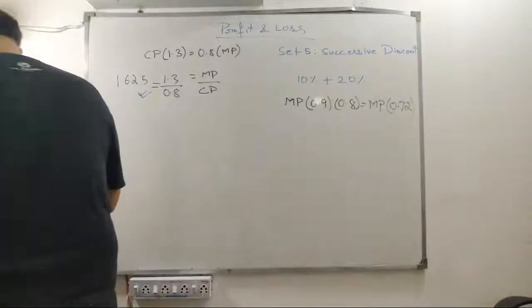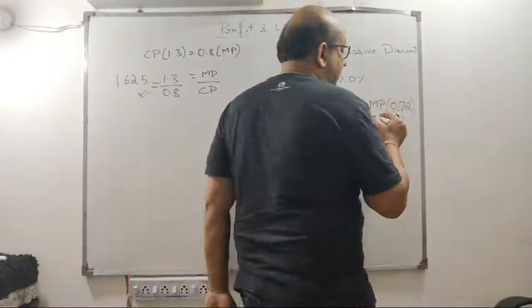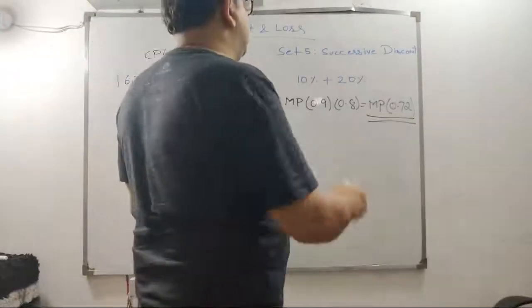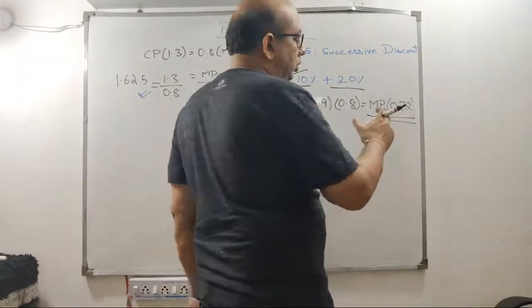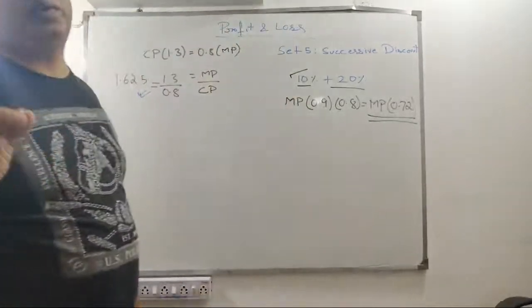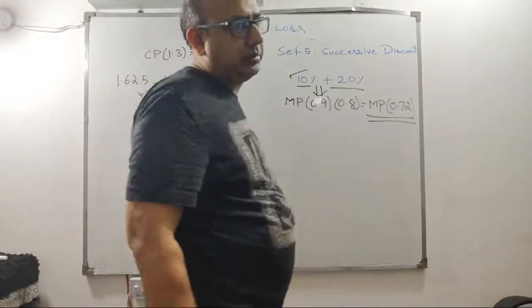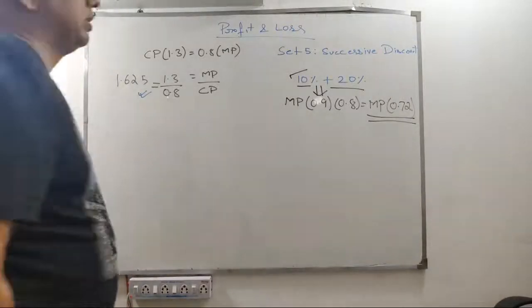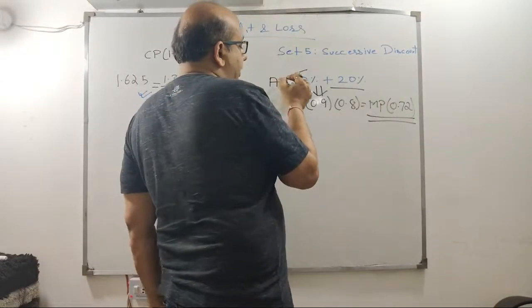Correct. MP into 0.72. What does that mean? It means that the MP has been reduced by 28%. What else does it mean? It means that a discount of 10% plus 20% is equal to giving a single discount of 28%. So if someone asks what single discount it would be equal to, 28% would be equal to 10% plus 20%. So this was done by shopkeeper A.